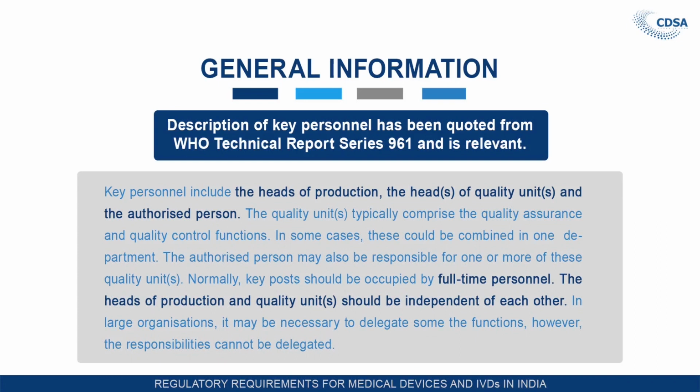Normally, key posts should be occupied by full-time personnel, heads of production and quality units, and should be independent of each other. So, in large organizations, it may be necessary to delegate some of the functions, however, the responsibility cannot be delegated. So, who are the key persons? Normally, the head of production, the head of the quality units and the authorized persons. Who is the authorized person? I will come to that later on.